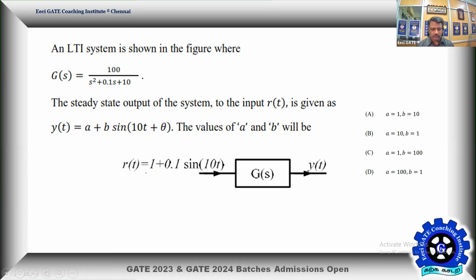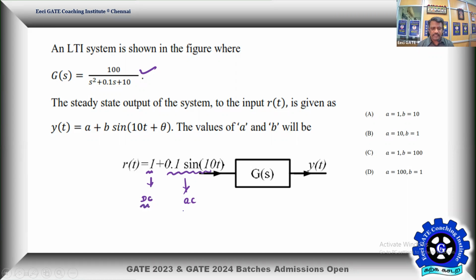So the given input is 1 plus 0.1 sine 10t. Exactly speaking, this is a DC component. With respect to circuit analysis, this is the AC component. So we have an excitation for a second order system. It may be an RLC circuit also behaving like this. So simply it is given as a second order system.